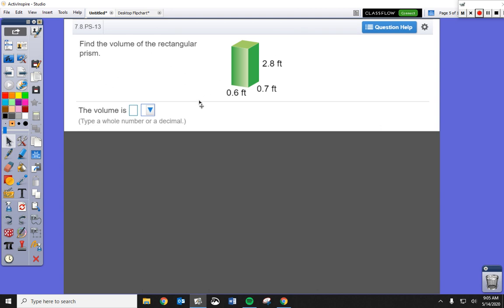Find the volume of the rectangular prism. Now they're just giving us decimals. All right, again, because it's a rectangular prism, it could just be area of the base times the height. That base is right here.